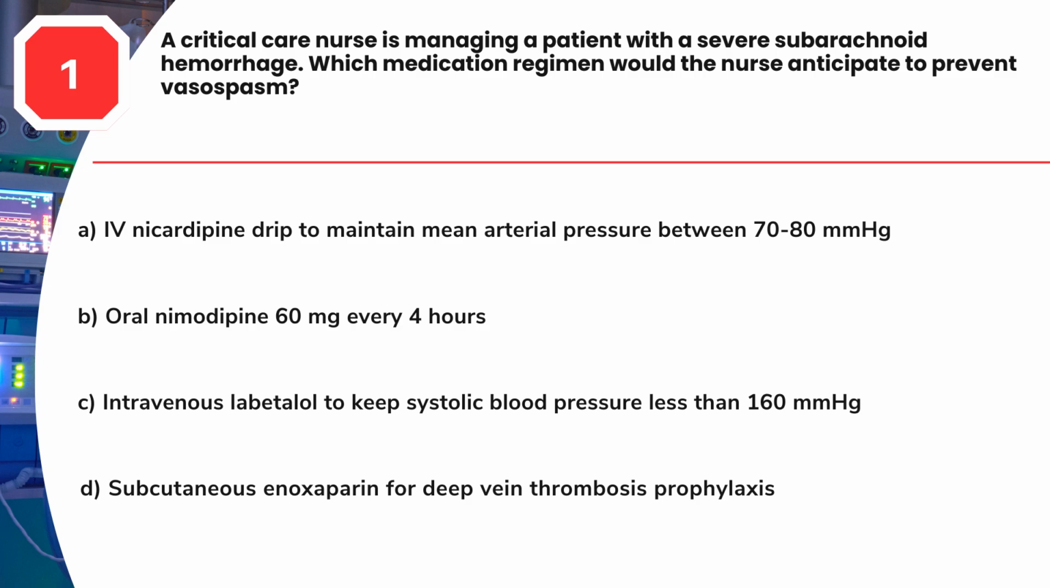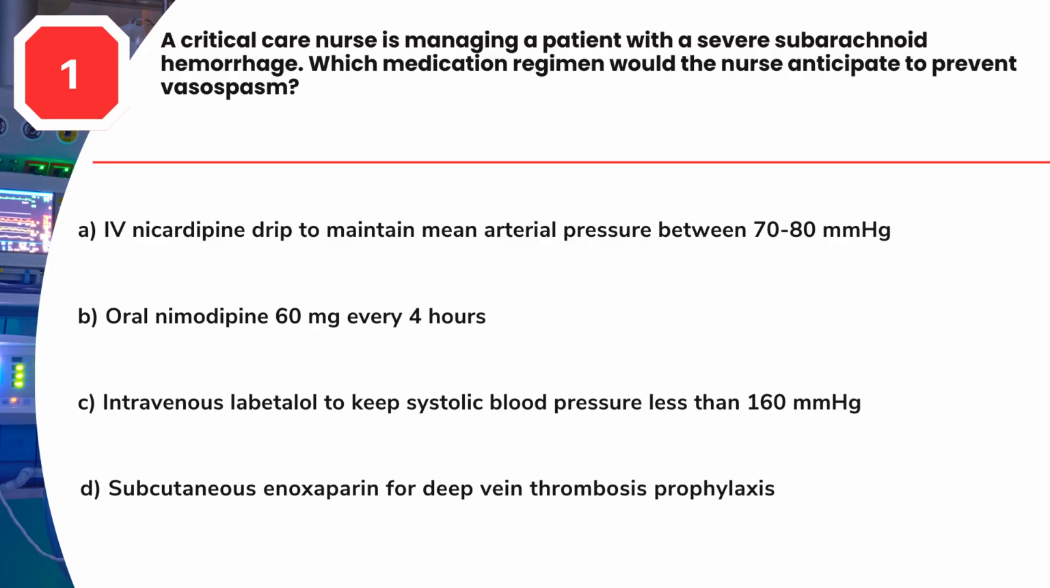Question 1. A critical care nurse is managing a patient with a severe subarachnoid hemorrhage. Which medication regimen would the nurse anticipate to prevent vasospasm? A. Nicardipine drip to maintain mean arterial pressure between 70 to 80 millimeters of mercury. B. Oral nimodipine 60 milligrams every 4 hours.